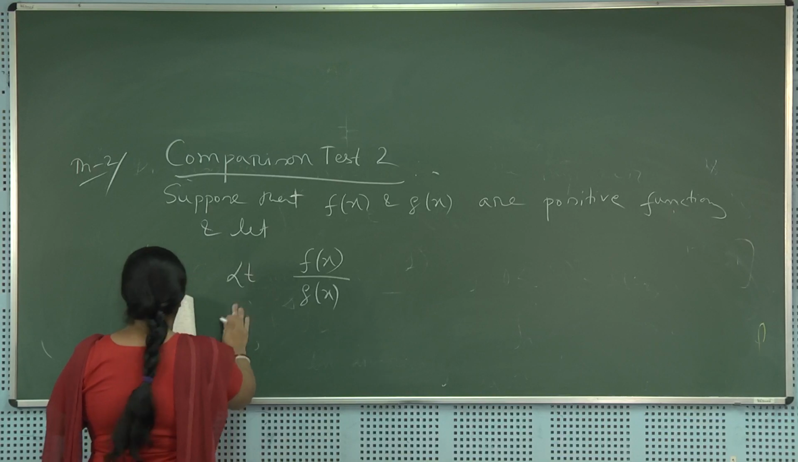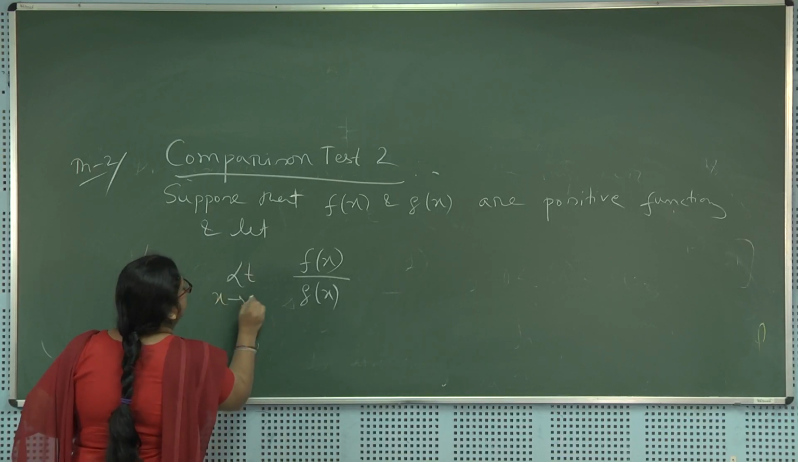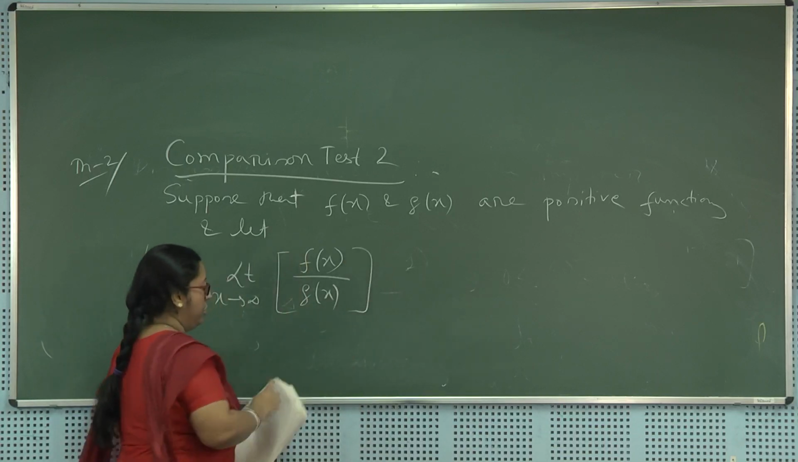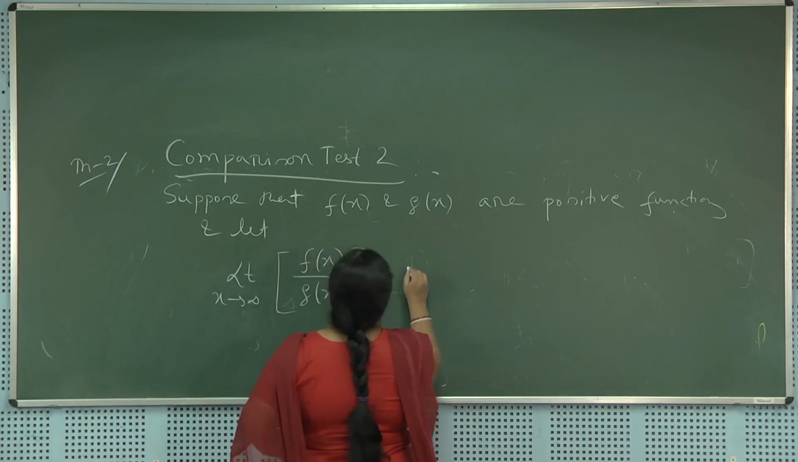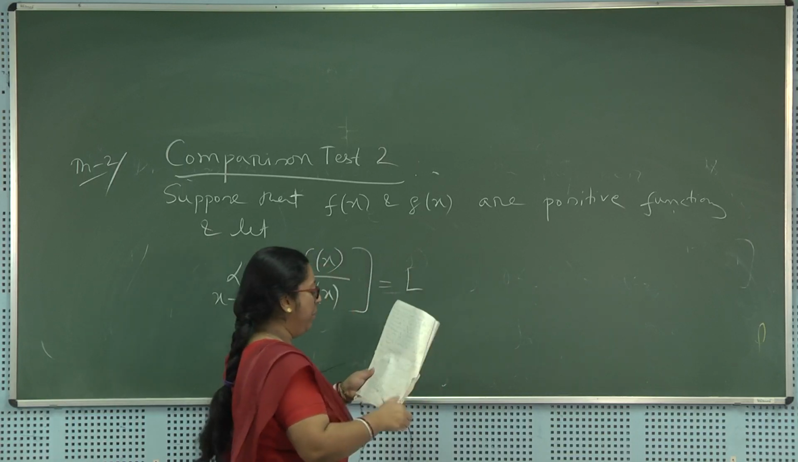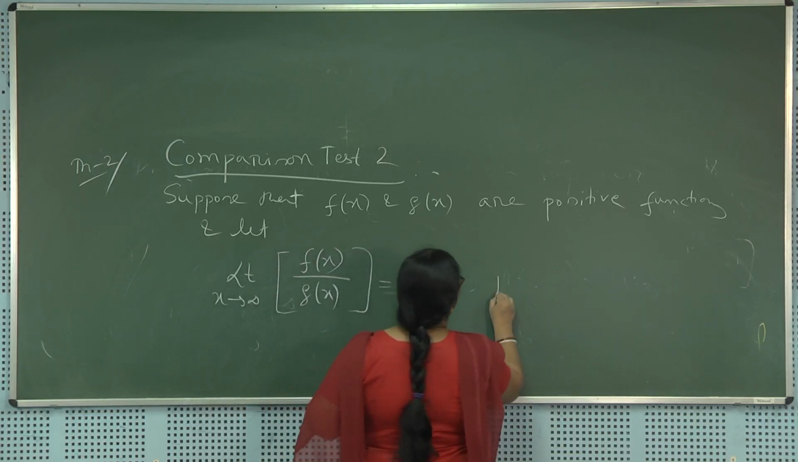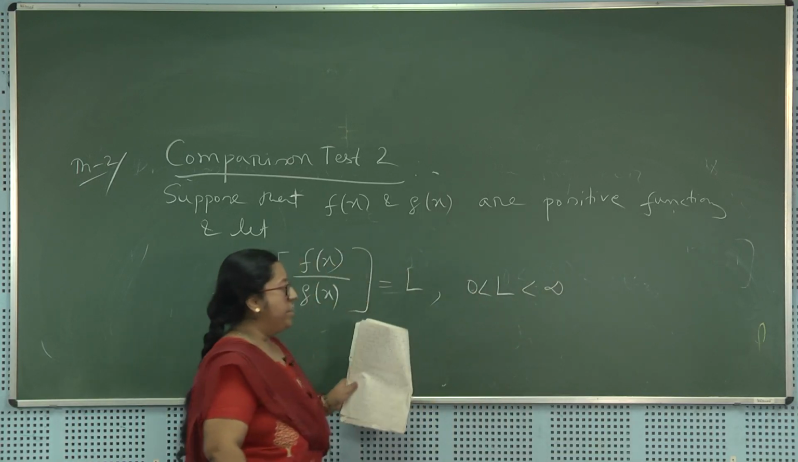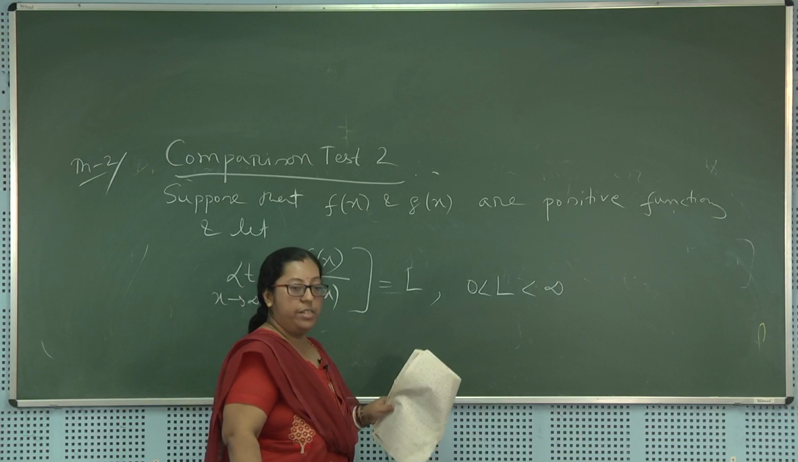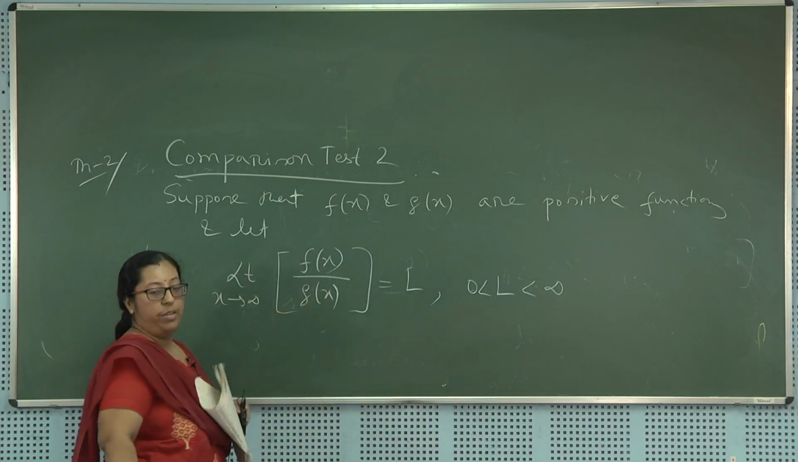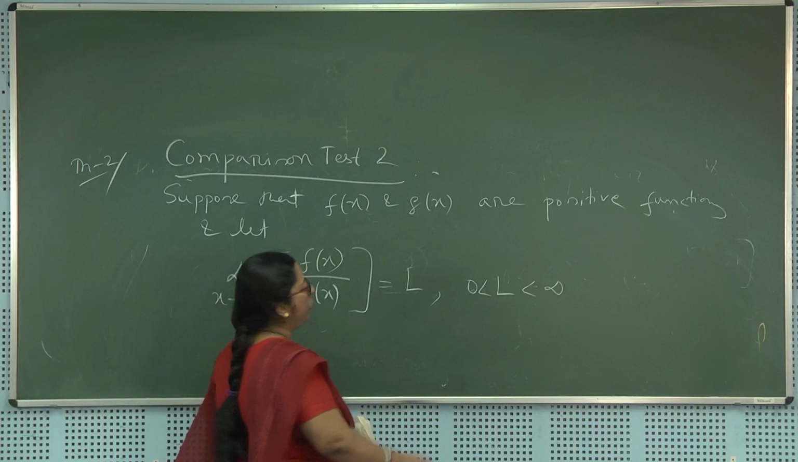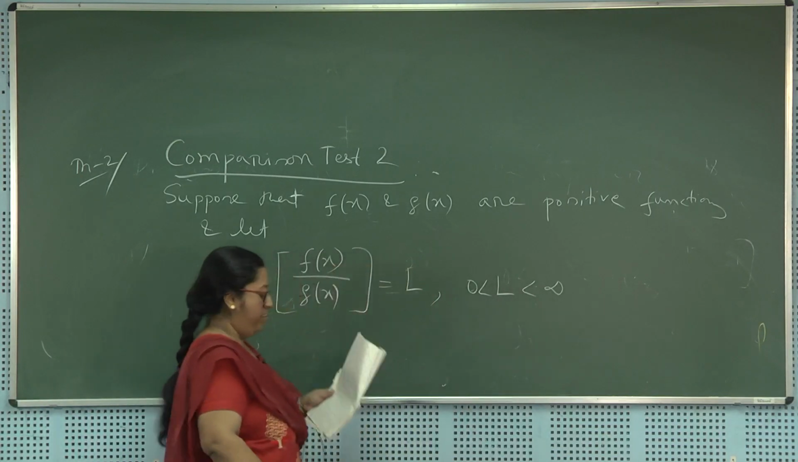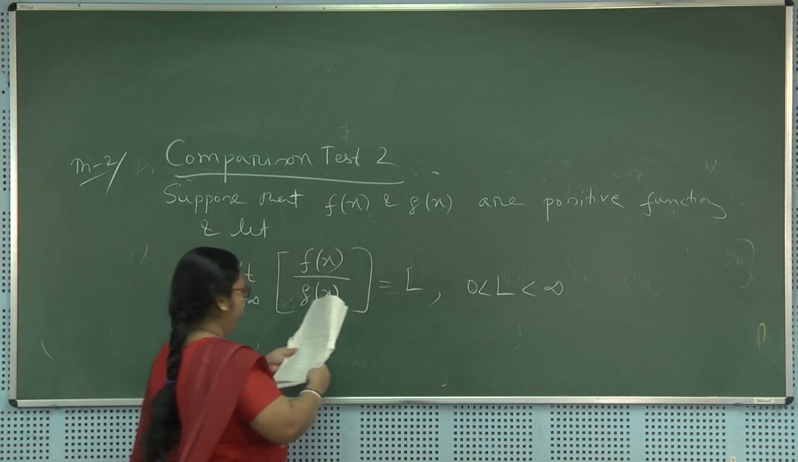Limit x tends to infinity. If we take this ratio and then take the limit, then this will give me some number L. What is the restriction? L should lie between 0 and infinity strictly. If L is equal to 0 or it is infinity, then this theorem fails. Then it will be interesting to think about what will happen if L is 0 and L is infinity. Okay. So, try to think about that. So, give it equation number 1.